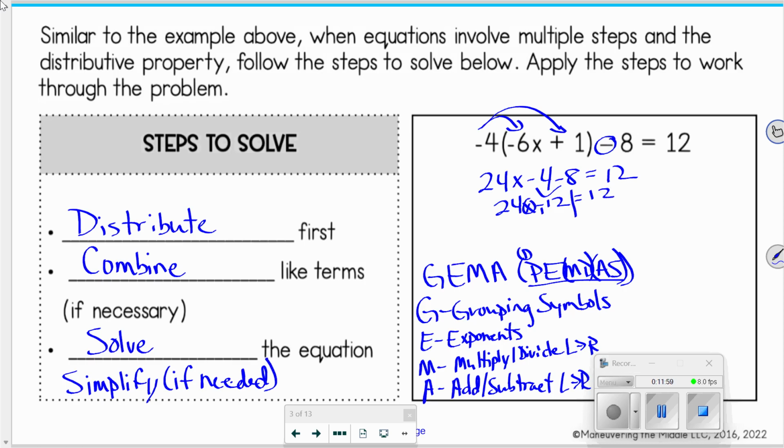The opposite of subtracting 12 is adding 12. So I'll add 12 to both sides. These go away. 24x equals 24. We're on to our last step. The opposite of multiplying is dividing. So I divide both sides by 24. Those become 1s. Those become 1s. And my solution is x equals 1.